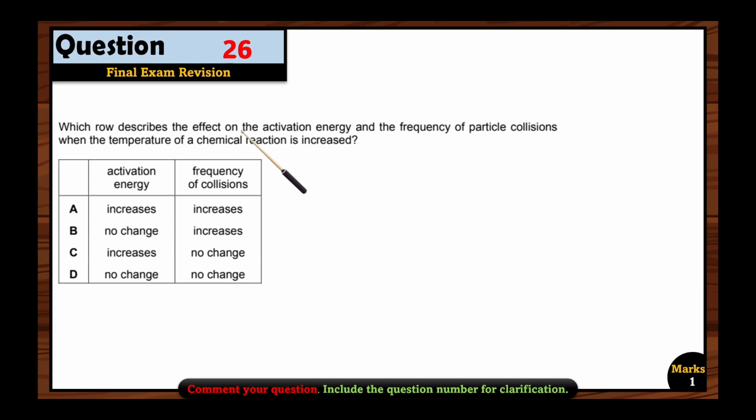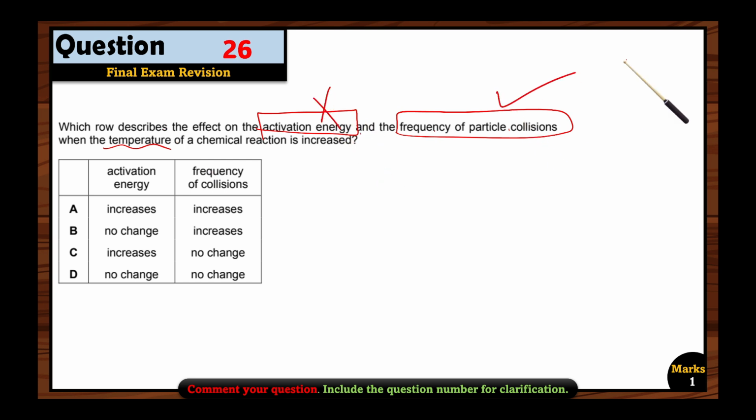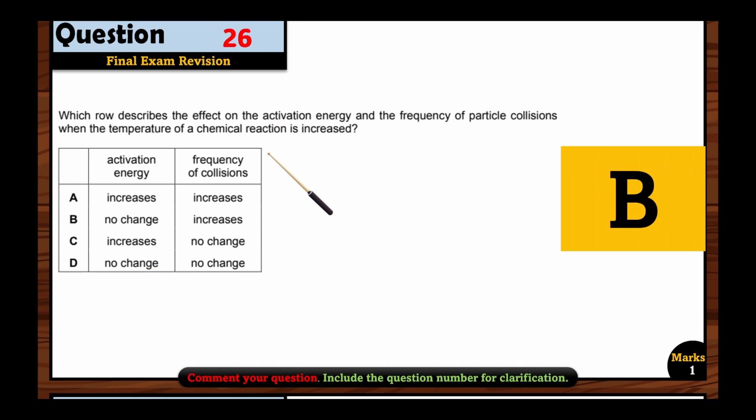Question 26. Which row describes the effect on the activation energy and the frequency of the particle collision when the temperature of a chemical reaction is increased? Okay. So you have to see two things: the effect on the activation energy and the frequency of the particle collision if you increase the temperature. Temperature has nothing to do with the activation energy. Yes, but the particle collision will be increased. Why? Because the kinetic energy of the particles will increase. So now let's see activation energy, no change. Yes, no change. These two options are right. Frequency of the collision, of course, it will increase if you increase the temperature. So option B is the right option.